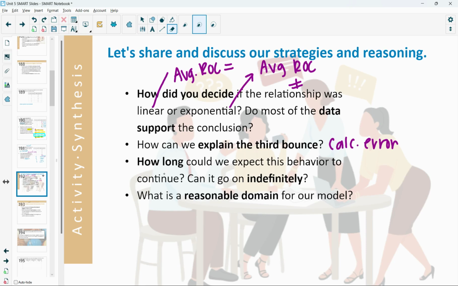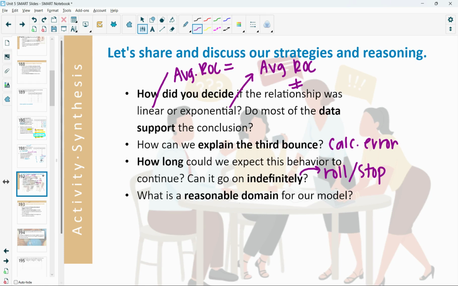And then how long could we expect this behavior to continue? Will it go on indefinitely? No, it's not going to go on indefinitely, right? At some point, the ball just starts rolling or stops. So it either just starts rolling along the ground or it stops, because you're not going to keep bouncing 0.01 centimeters. It just stops at some point.